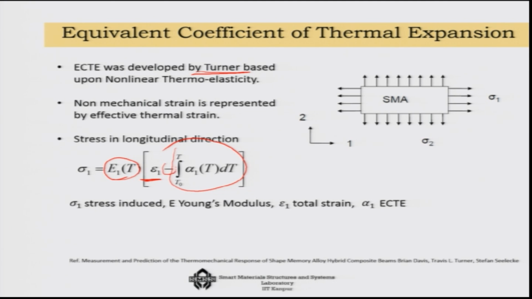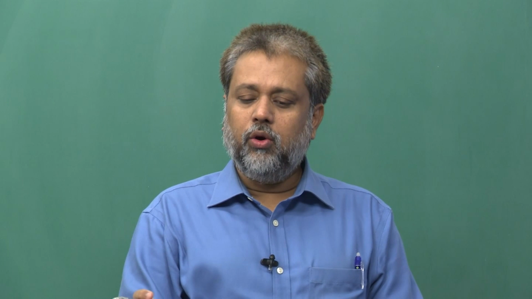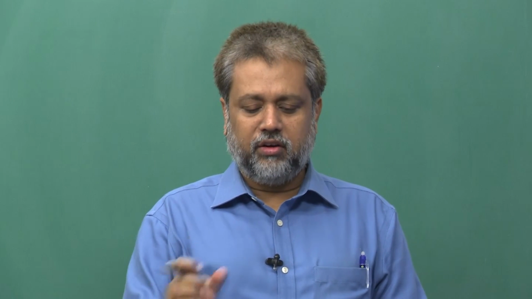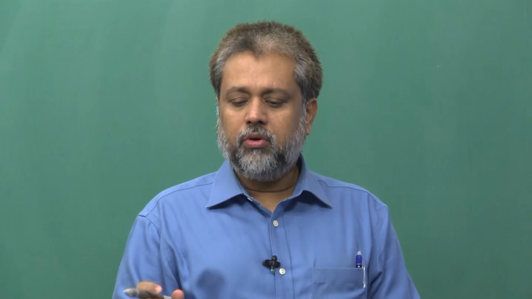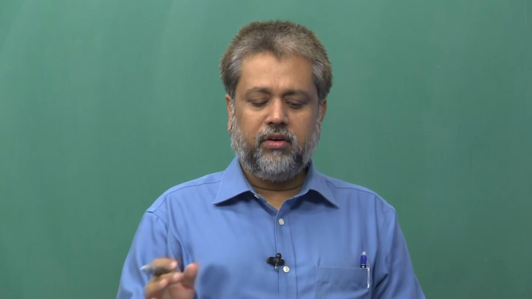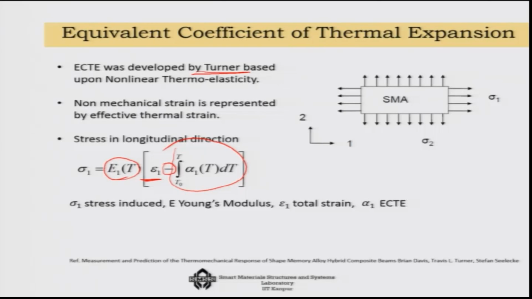Only thing, there is a negative sign here, because you remember that from austenite to martensite your system is actually shrinking during the phase transformation. From martensite to austenite, as you are heating it up, it is shrinking, and hence the temperature is increasing, but the coefficient of thermal expansion is considered negative, so that it is actually shrinking from martensite to austenite state.